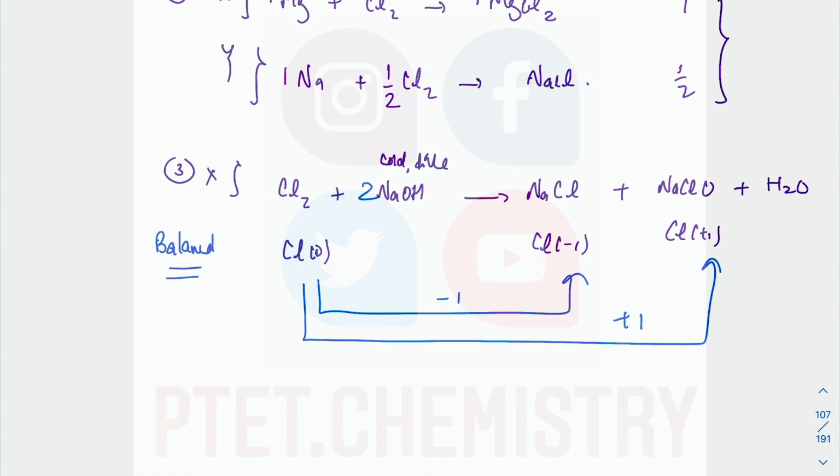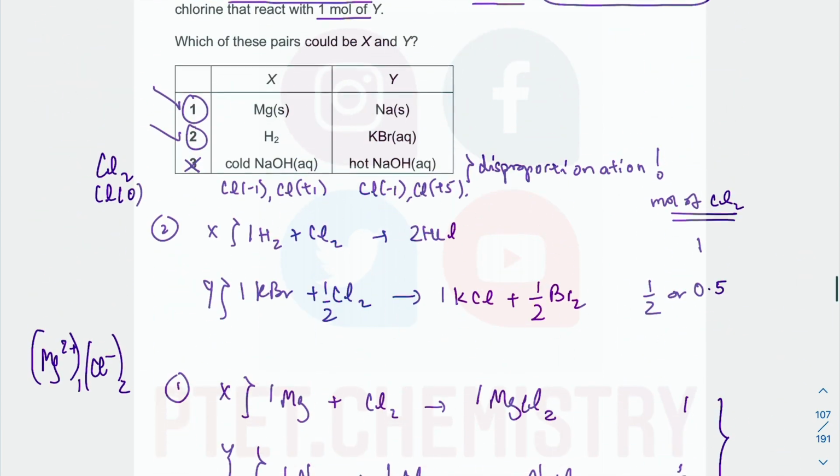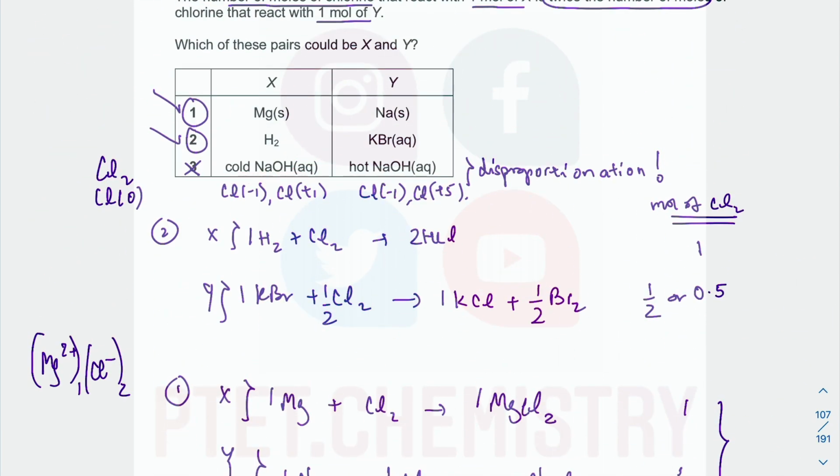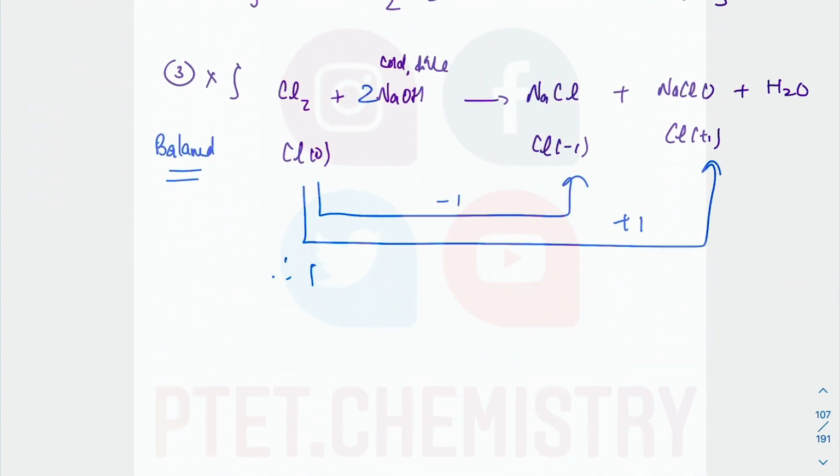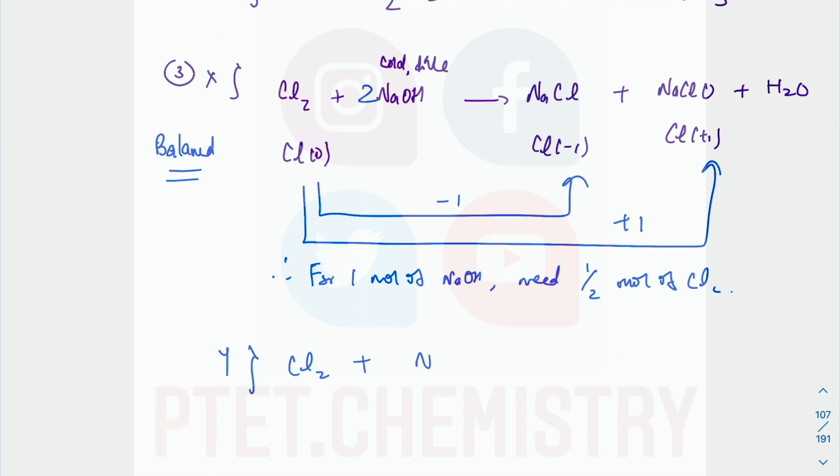So for 1 mole of the X, so for 1 mole of NaOH, you need 1/2 mole of Cl2. Because if you want to make this 1 mole, you will divide the whole thing by 2. This is 1 in front, 1 divided by 2 is 1/2. How about your Y? Your Y is Cl2 plus NaOH, but it's hot.